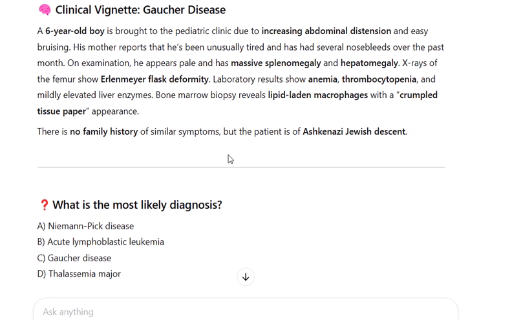What is the most likely diagnosis? A. Niemann-Pick disease. B. Acute lymphoblastic leukemia. C. Gaucher disease. D. Thalassemia major. Correct answer, C. Gaucher disease.